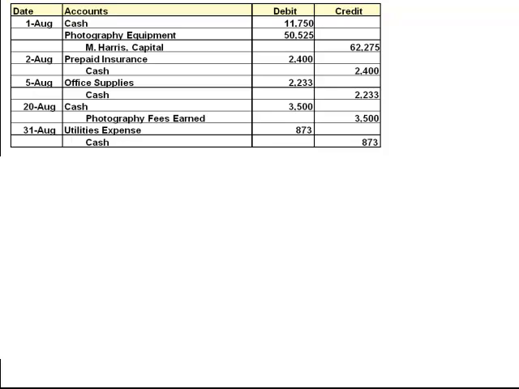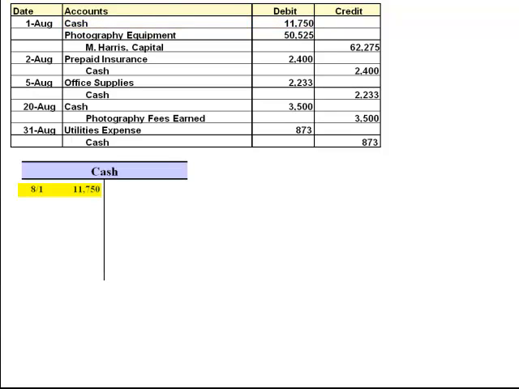To post to the T accounts, we take each piece of information and store it by account title. The first piece of information is a debit to cash for $11,750. We draw the cash T account and store the $11,750 debit.